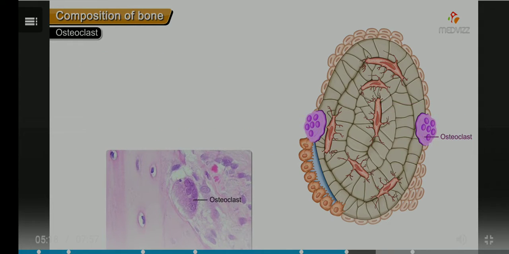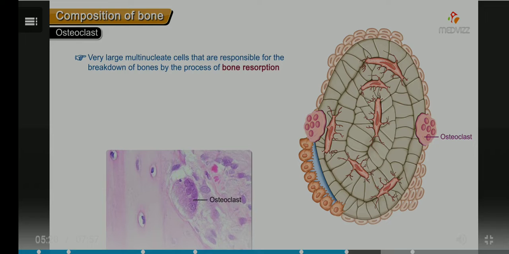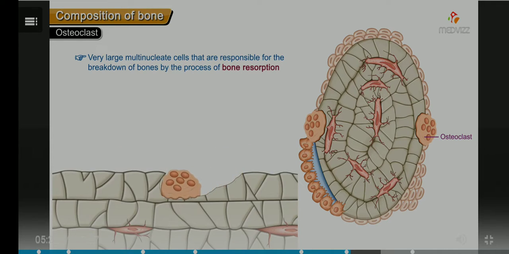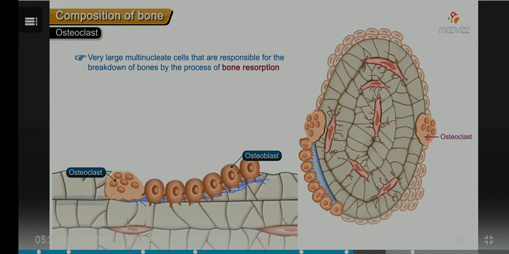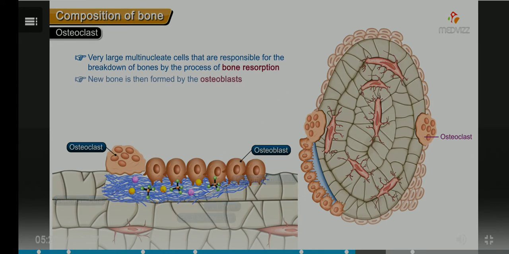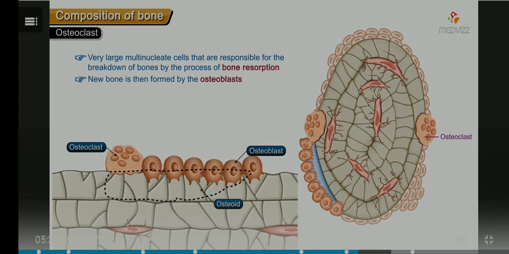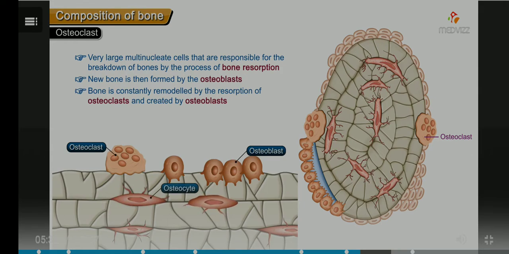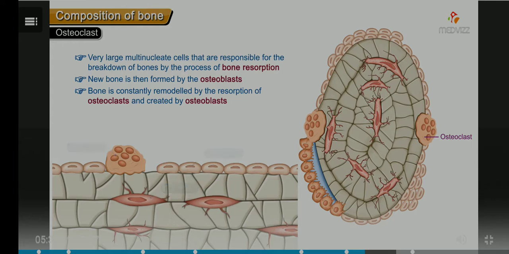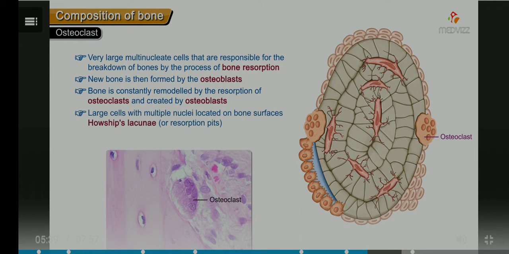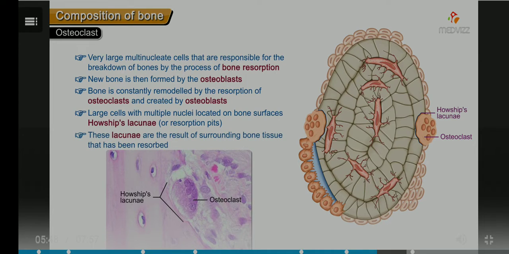Osteoclasts. Osteoclasts are very large multinucleated cells that are responsible for the breakdown of the bones by the process of bone resorption. New bone is then formed by the osteoblasts. The bone is constantly remodeled by the resorption of osteoclasts and created by osteoblasts. These osteoclasts are large cells with multiple nuclei located on the bony surfaces in what are called the Howship's lacunae. These lacunae are the result of surrounding bone tissue that has been resorbed.